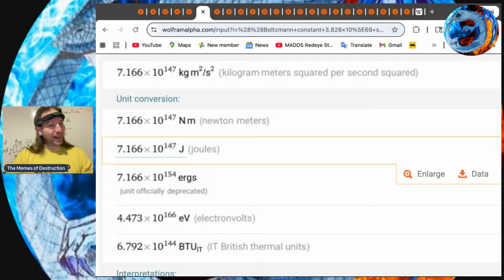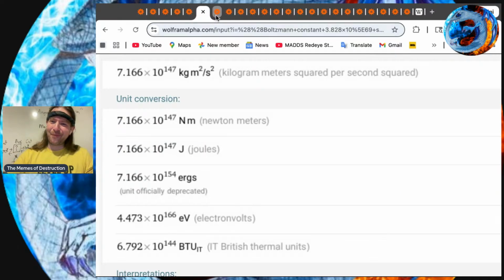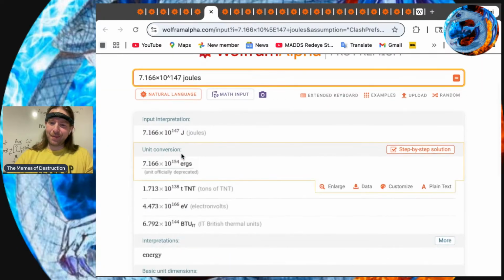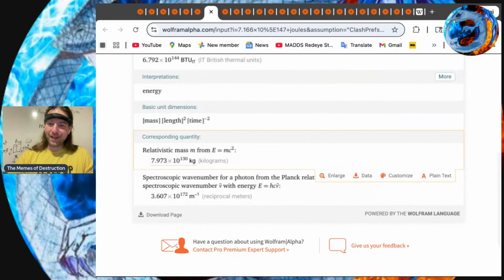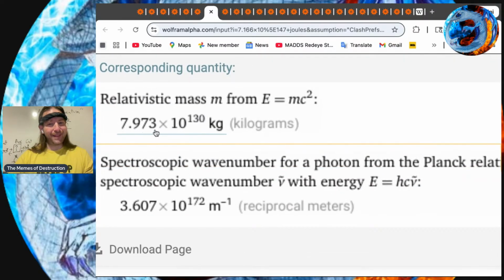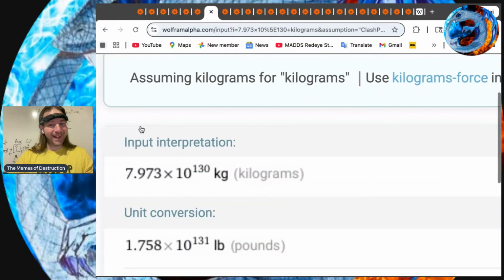Long story short is I think I needed 10. This is more than enough. This is more than enough. It should actually help account for some other things. Okay. So what is this number here? All right. Get this ginormous number in joules. Okay. So again, if we swapped it over to kilograms, it's about 8 times 10 to the 130 kilograms. How much mass is that?